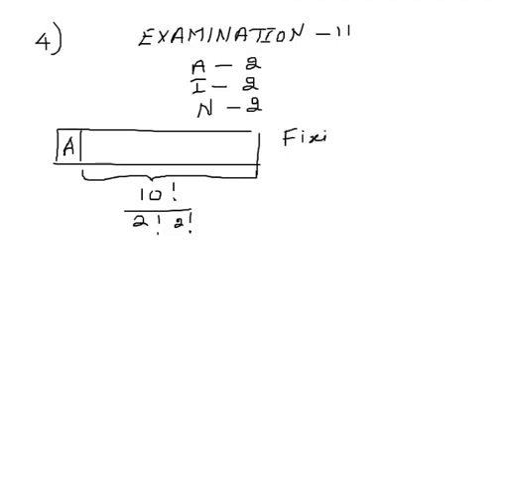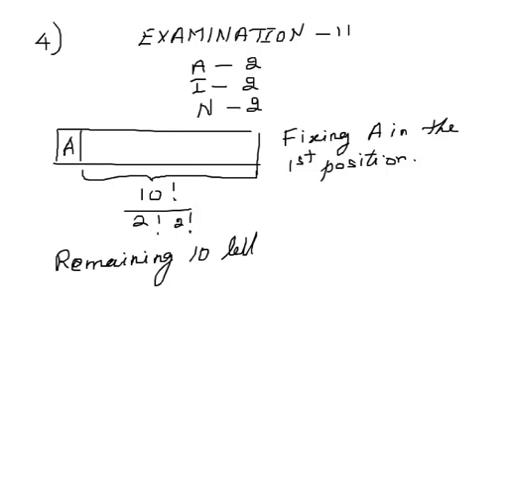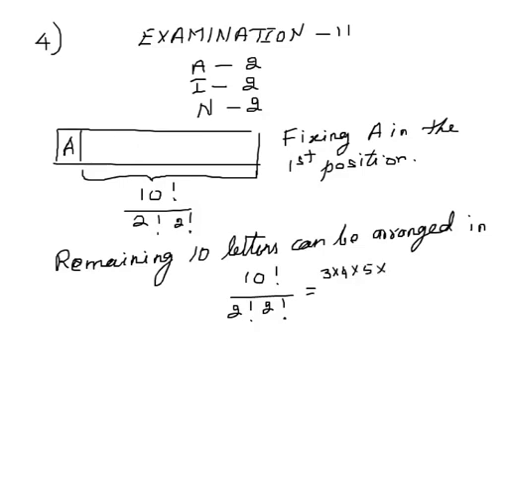Fixing A in the first position. Remaining 10 letters can be arranged in 10 factorial divided by 2 factorial times 2 factorial, which is equal to, if I cancel 2 factorial, we get 3, 4, 5, 6, 7, 8, 9 and 10 divided by 2.